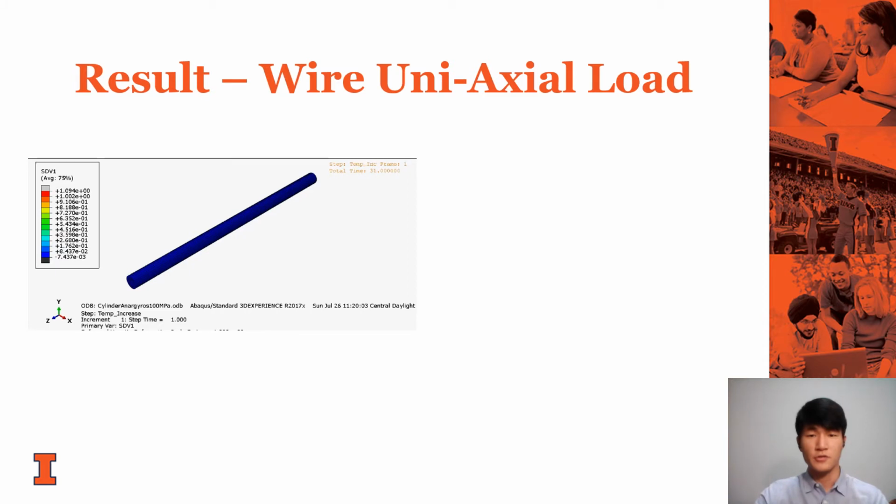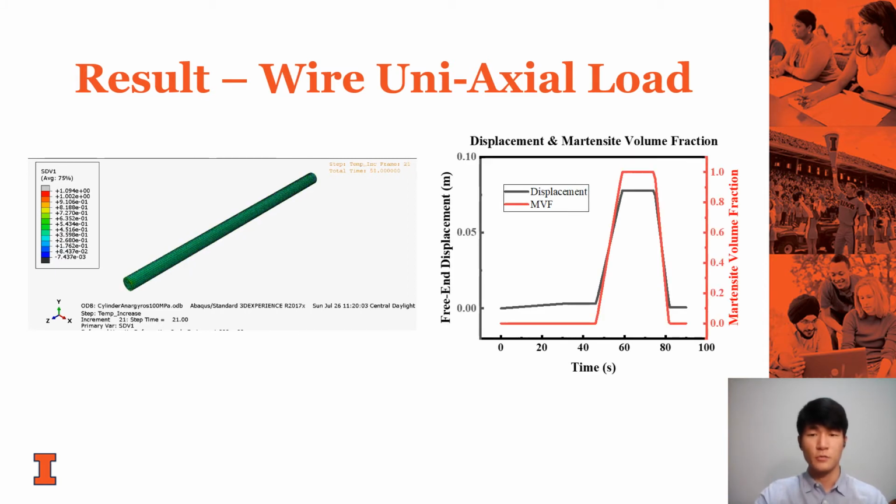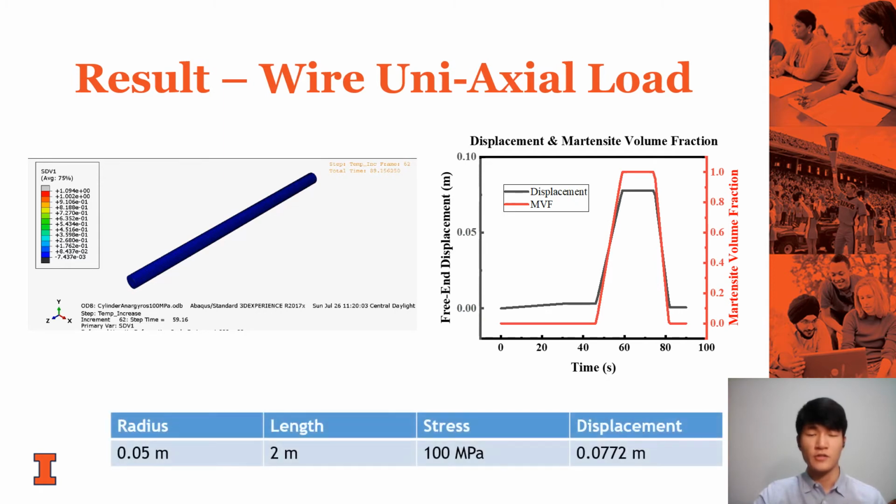This slide shows the result of the similar simulation with an SMA wire instead of a bar actuator. As shown in the table, this cylinder actuator could meet the target stroke of minimum 3 inches, which is equal to 0.0762 meters.